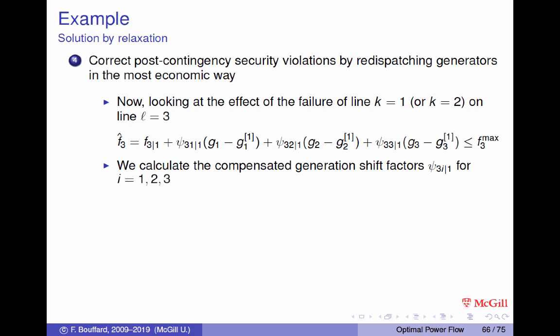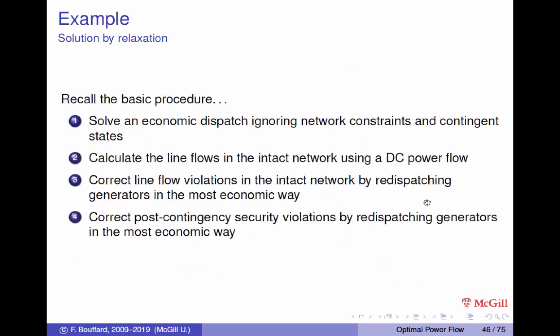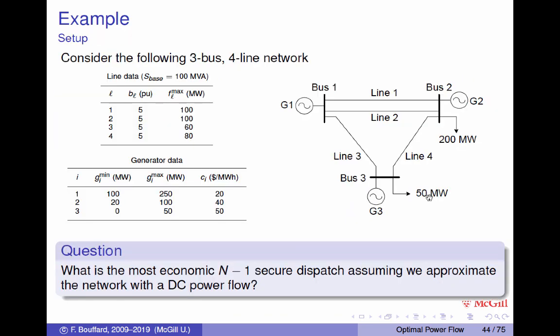So once again, we calculate compensated shift factors. By inspection again, we get that we have 0 for doing a change at the slack node as expected, minus a third at node 2, and minus 2/3 at node 3. And again, we should probably have a look at our network here. So we are looking at line 1 being taken out.